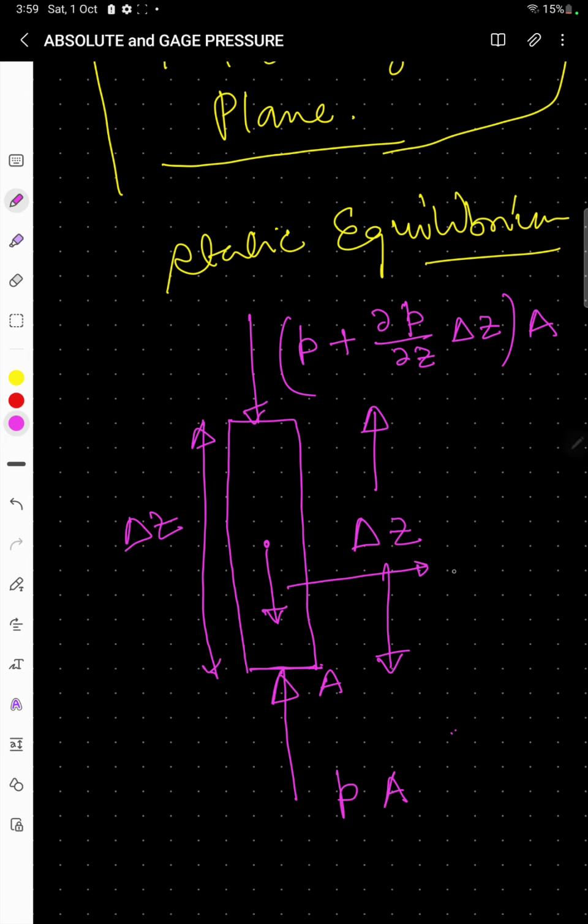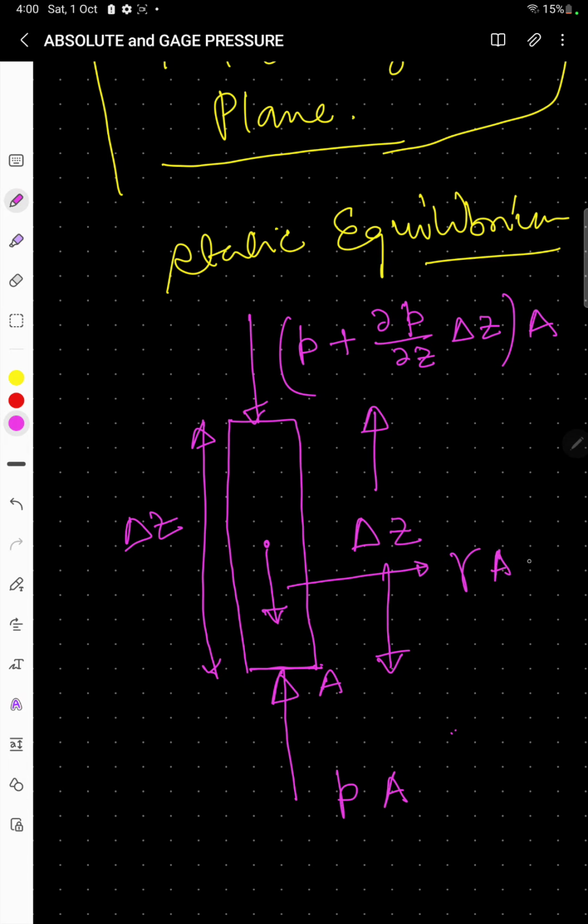So let's say the specific weight of this fluid is gamma. What will be the volume? Volume will be your area multiplied by the height of this element, which is delta z.